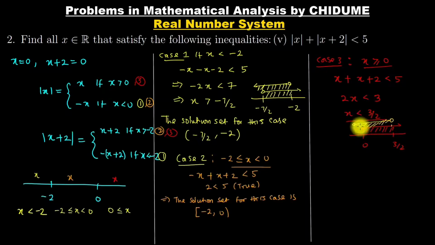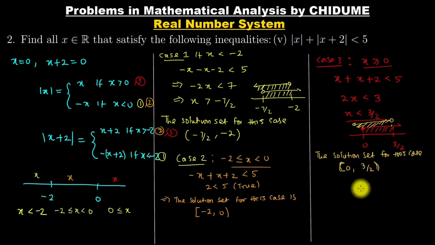So where do they intersect? They intersect in the region. So the solution set for this case is closed at this end but open at 3 over 2.